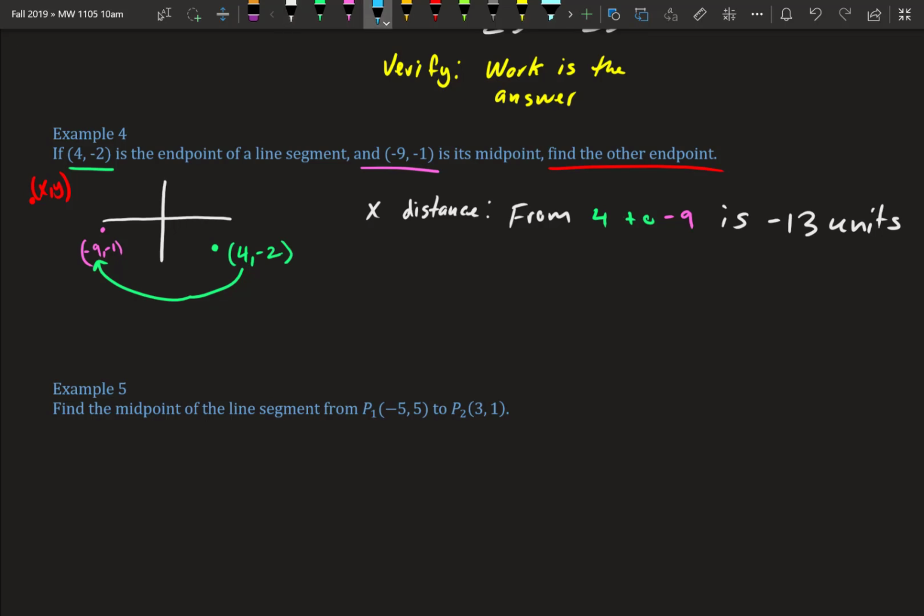Now we have to find the y distance. So the y distance, we're talking about from here to here. So from -2 to -1. Would you rather owe me $2 or owe me $1? I would rather have you owe me $2, but you only want to owe me $1, right? Because if you owe me $2, you're more in the hole. So -2 to -1 is +1 unit.